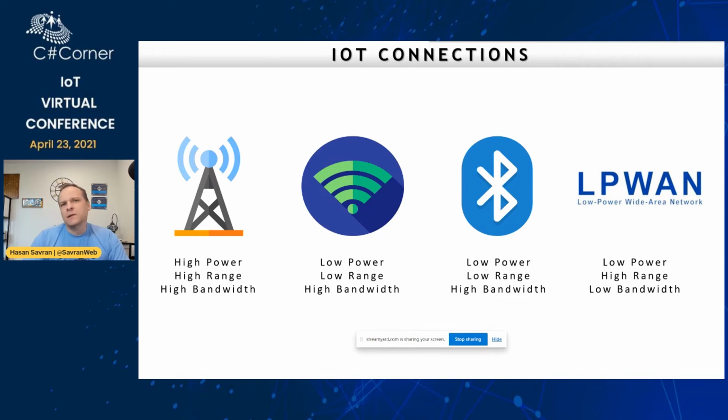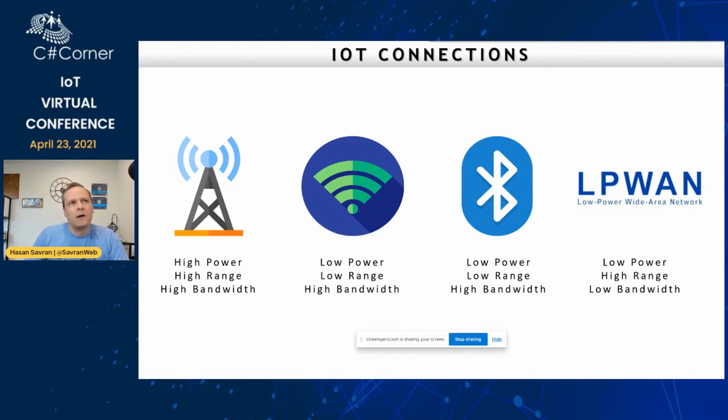The second one, probably the most common one, is Wi-Fi or Bluetooth. Those have low power consumption and low range, but high bandwidth. So if you can put some kind of router somewhere, and your device is going to connect to that router, and you have the internet, that is the most common one, I would say, and probably the cheaper one.